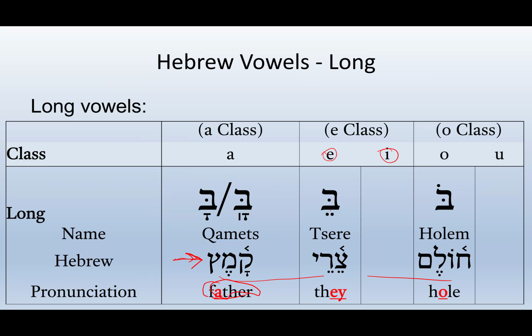And then this next one is the two little dots below here, tsere. Tsere. And it's always the E as in they or obey. It's what we would call a long A sound, but it's an E class vowel. We'll talk more about these different classes later before we finish today. And then we have the holom. Remember that one there. The holom is a long O sound. So those are the long vowels, kamatz, tsere, and holom. So what we have here on this line would be pronounced ba, be, and bo.